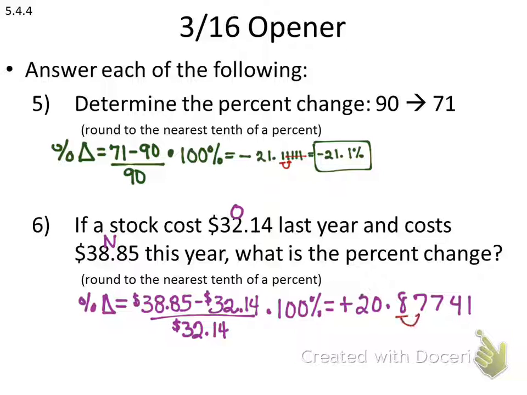Okay. Yeah, 8. So we look to the right. Is it 5 or greater? Greater. So that 8 goes to a 9. So my answer is going to be a positive 20.9%. Good. Don't forget your dollar sign. It's not a dollar sign because we're talking about percent increase, decrease. So it's a percent change. Okay.